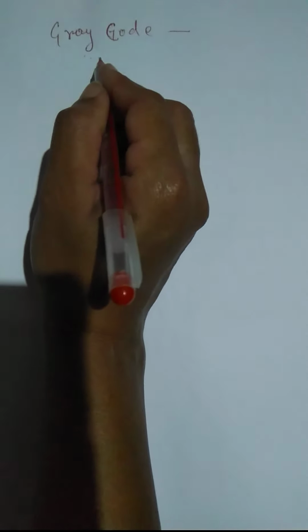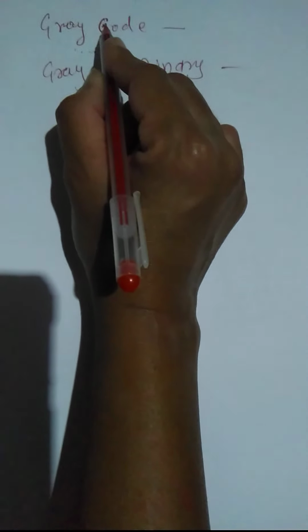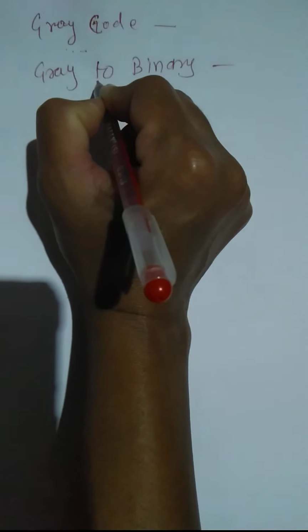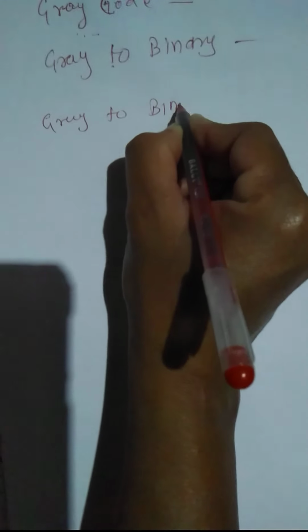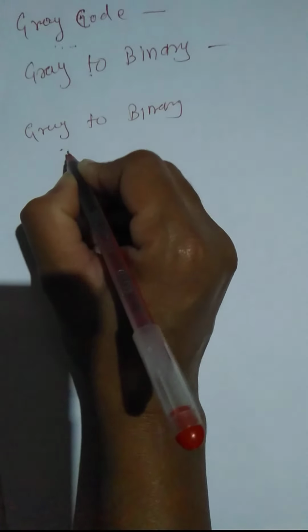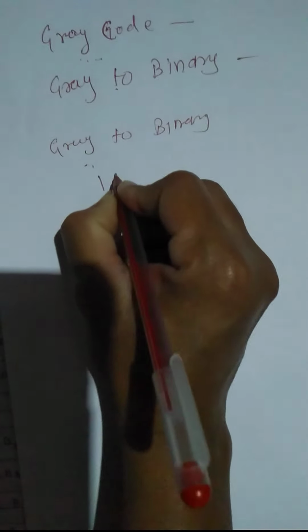First is converting gray code to binary. This gray code is a non-weighted code, and the first type is gray to binary. Let's take one example, converting a gray number to a binary number. The gray number is 1110, and we convert it into binary.